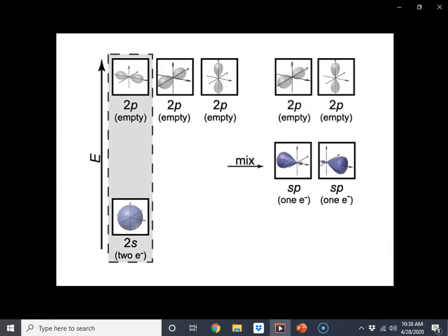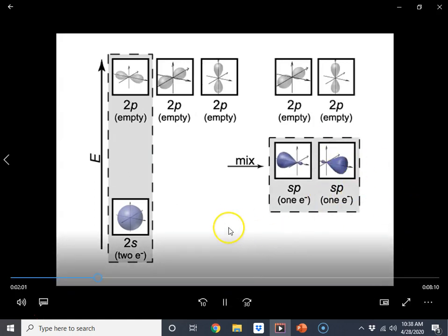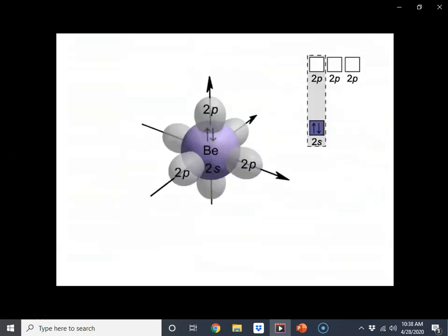So again, we took a sphere and a dumbbell and we mixed them to form this oddly shaped dumbbell structure. And we have one electron in each of the sp's. So here's our beryllium, and we mixed the orbitals. Here, we haven't mixed it yet. So here the beryllium is still shown as an atom. When we mix it, we want to do that because we want to form a molecule. So we want our atomic orbitals to mix.